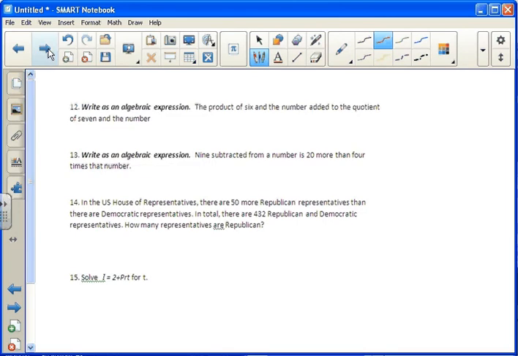Write as an algebraic expression the product. Okay, let's stop right there. Product means times. The product of 6 and the number added to the quotient of 7 and the number. Quotient is divided by. So the product of 6 and the number, we'll just call the number x. So 6x. The product of 6 and the number would be 6 times x, added to the quotient, so we're going to be dividing, of 7 and the number.